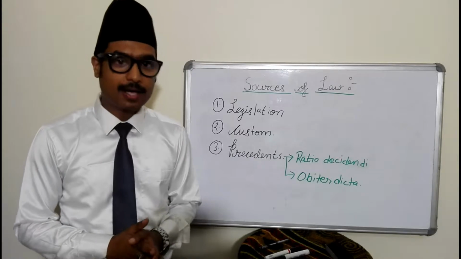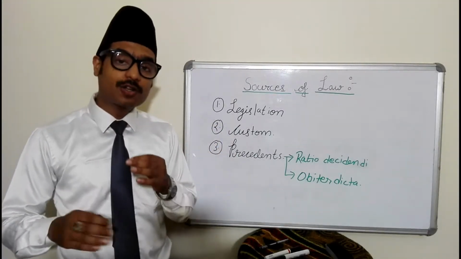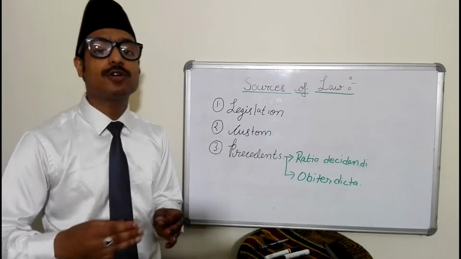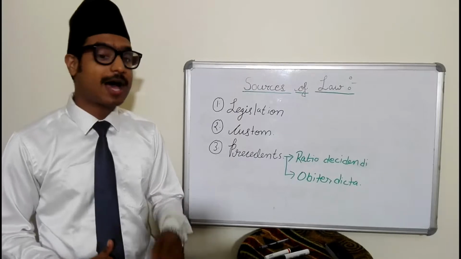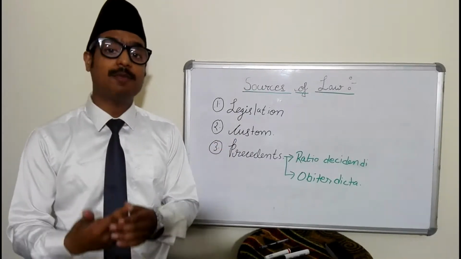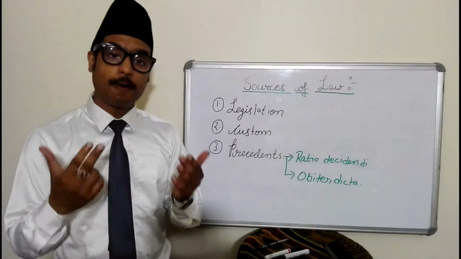Primary legislation is made by the parliament itself, while delegated legislation is made by bodies other than the parliament. Ladies and gentlemen, the second source is custom. While describing custom, we need to remember three should be's and three should not be's. The three should be's are: custom should be ancient, custom should be continuous, and custom should be reasonable.